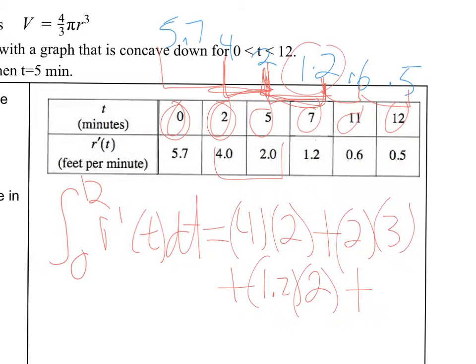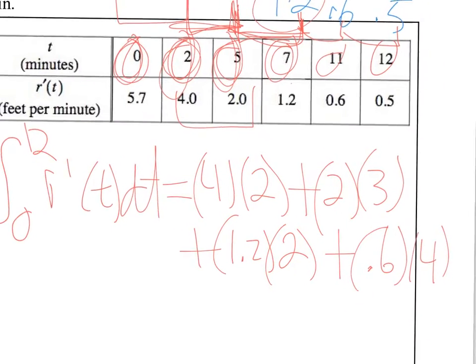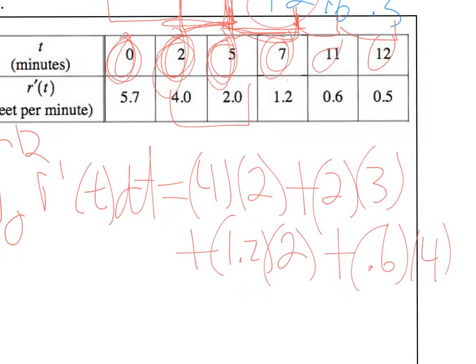Wait a second. So the first one goes 0 to 2, 2 to 5, 5 to 7, 7 to 11. Now 7 to 11, on the right hand side, it is 0.6 tall. So 0.6 multiplied by a width of 4. And then the last rectangle, that's 4, and I have one more rectangle to do.